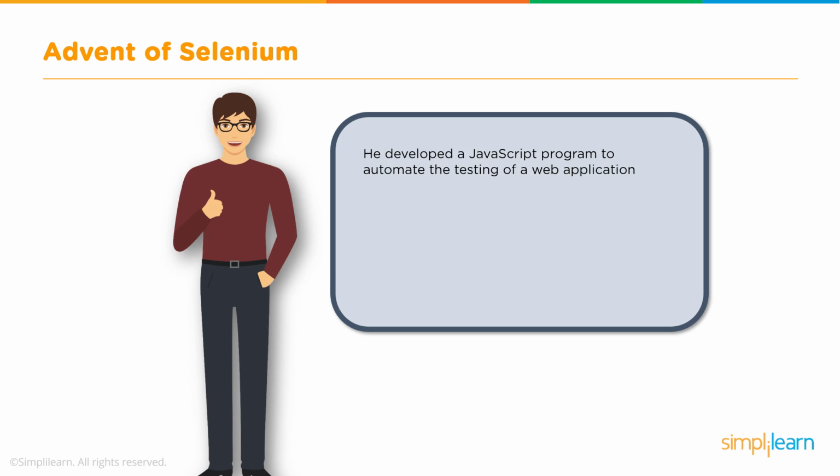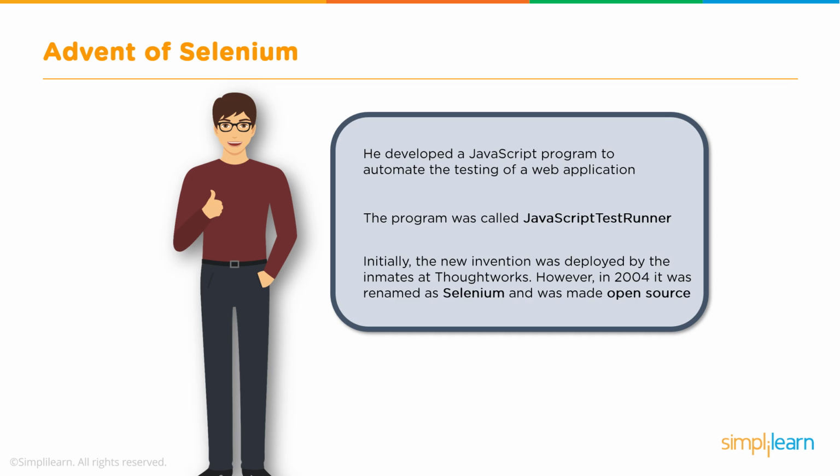He was working on a web application which needed frequent testing, and he realized the inefficiency of manually testing his application repeatedly. So what he did was he wrote a JavaScript program that automatically controlled the browser actions, and he named it JavaScript Test Runner. He also made this open source, which was later renamed Selenium Core. And this is how Selenium came into existence.